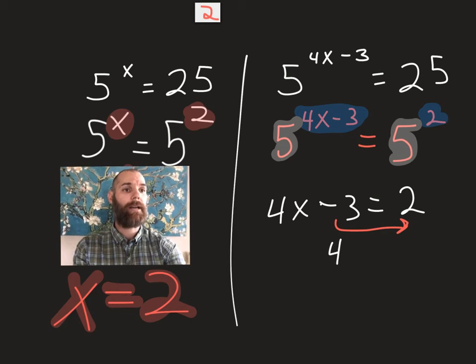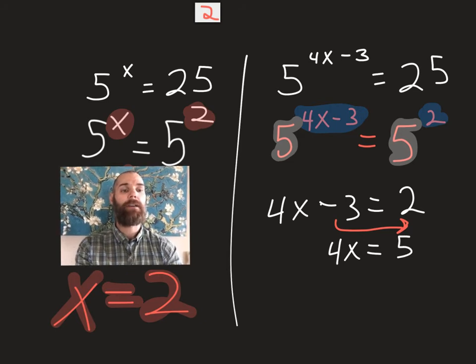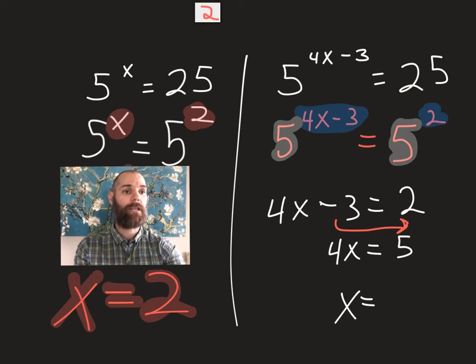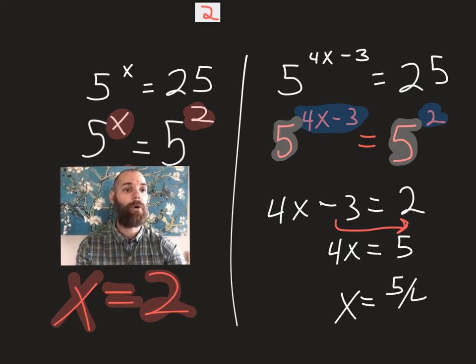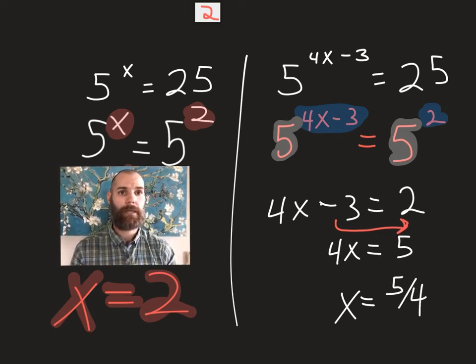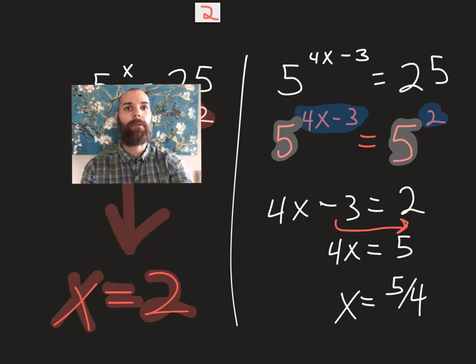So I have a 4x on the left. I'm going to go ahead and add 3 to both sides. So add 3, and then 3 plus 2 is 5. And then my last move, divide by 4 on both sides, which is going to give me that x is equal to 5 over 4. Okay? Okay, perhaps just a little bit of a different way to think about this.